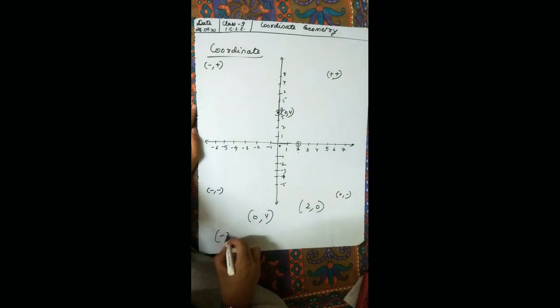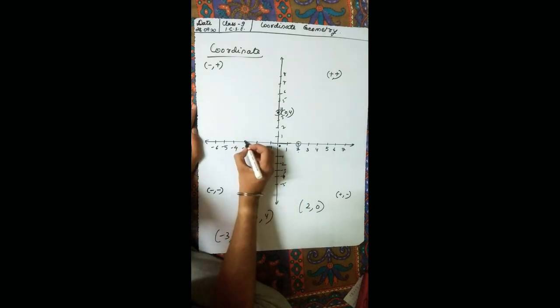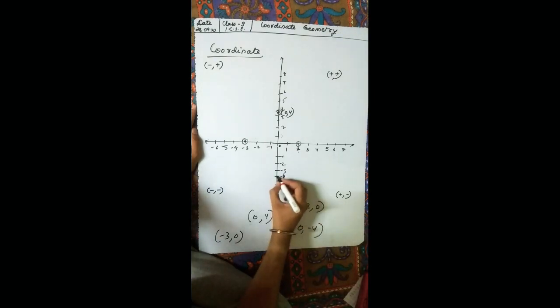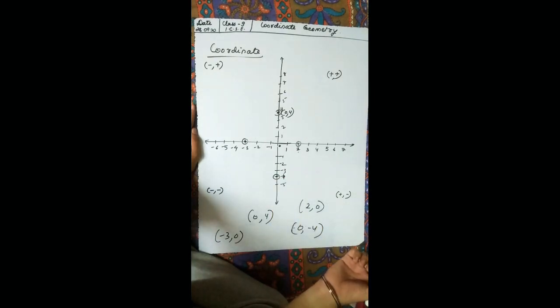Can you plot -3, 0? Yes, y is absent, x is -3, so -3. Can we plot 0, -4? Yes, x is absent, y is -4, so like that. Okay.